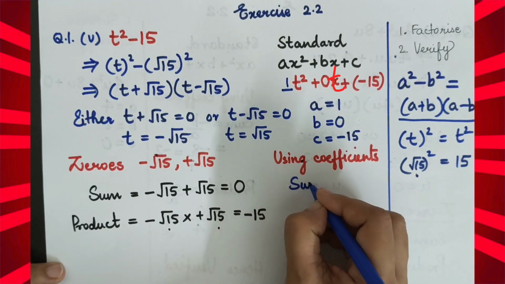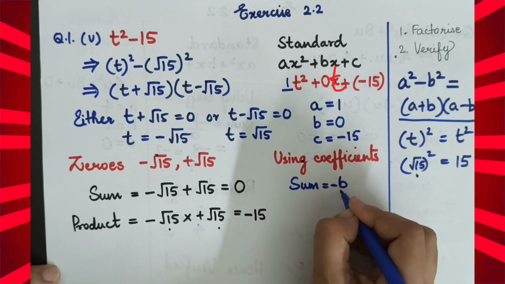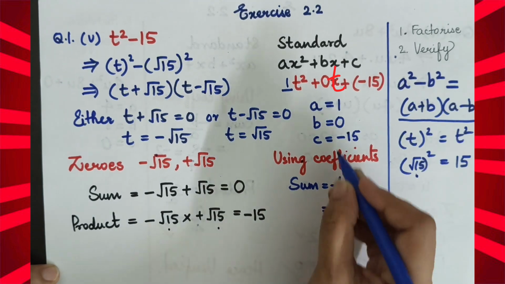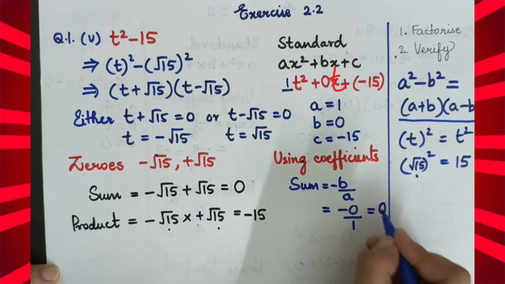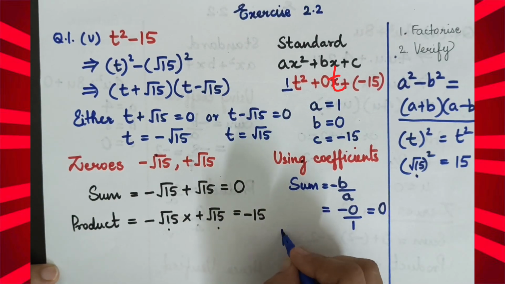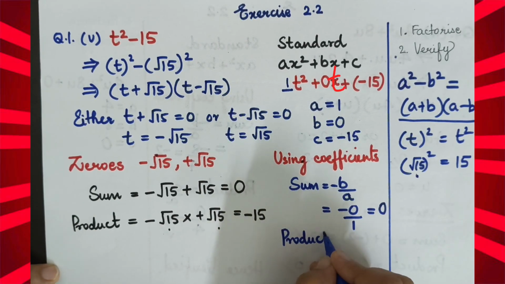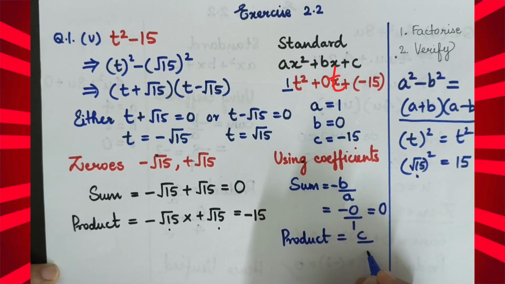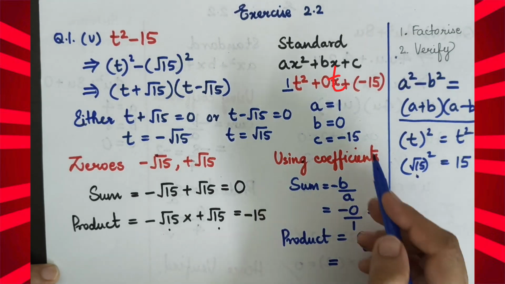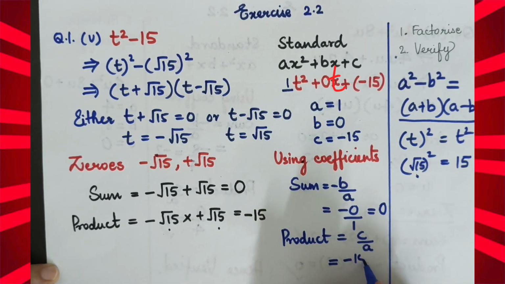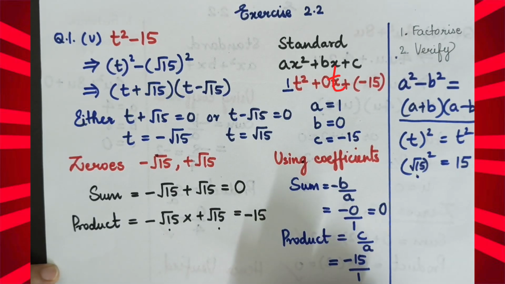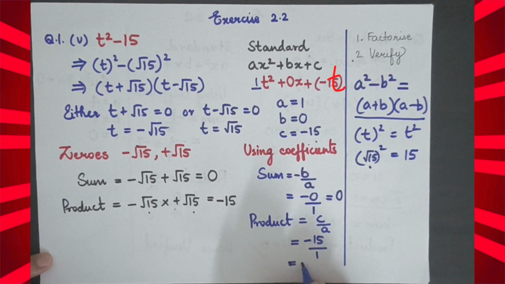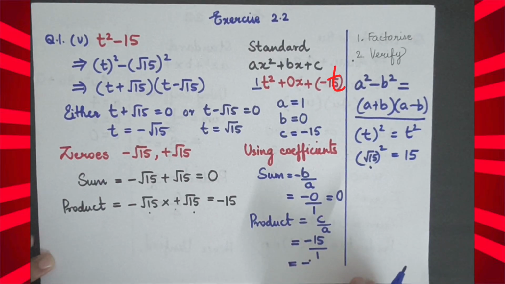So now using the coefficients we can find the sum. The sum will be minus b upon a, that is equal to minus 0 upon 1. So that equals to 0. And the product will be equal to similarly c upon a, so that will be equal to minus 15 upon 1. So the product is equal to minus 15.